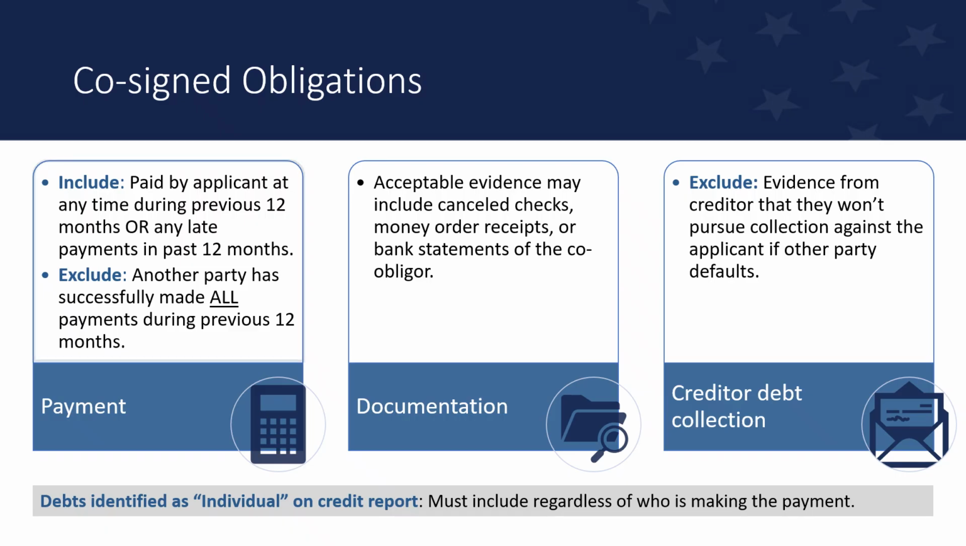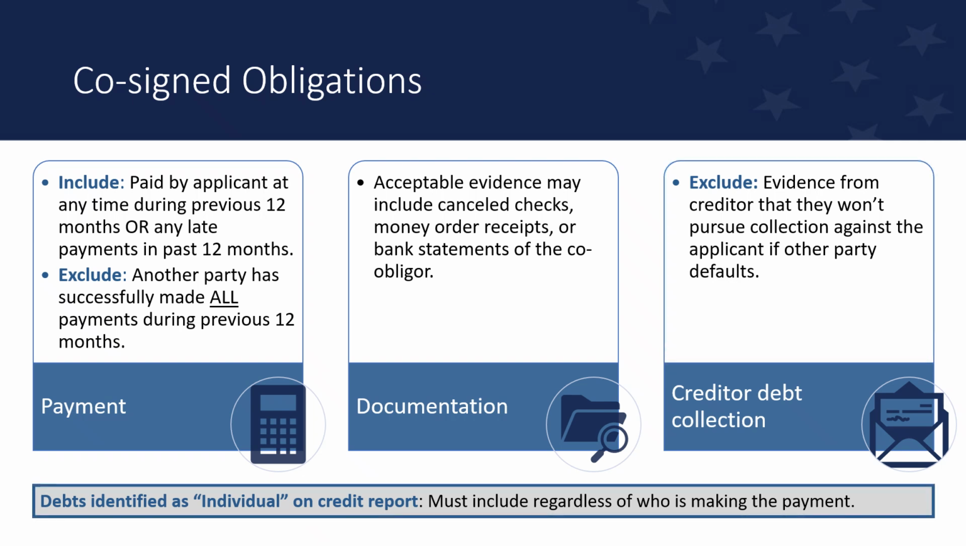For co-signed debts, those must be included in the monthly debts unless the applicant provides evidence another party to the debt has successfully made the payment for the previous 12 months prior to loan application. Acceptable evidence includes, but is not limited to, canceled checks, money order receipts, or bank statements of the other party. Late payments reported in the previous 12 months prior to application will require the monthly liability to be included in the monthly debts. If the applicant can provide conclusive evidence from the creditor that they will not pursue debt collection against the applicant should the other party default, the 12-month payment history of the additional party is not required.